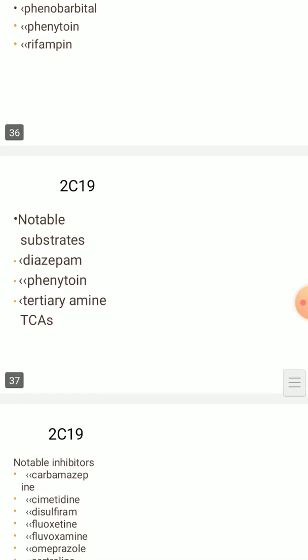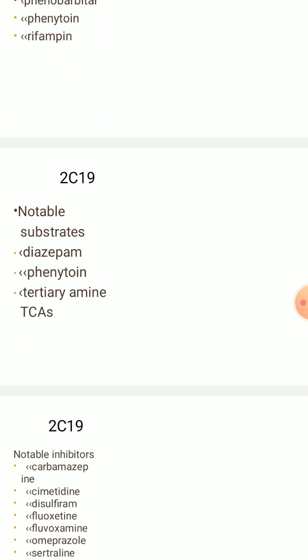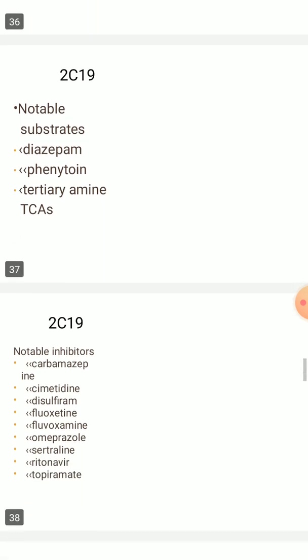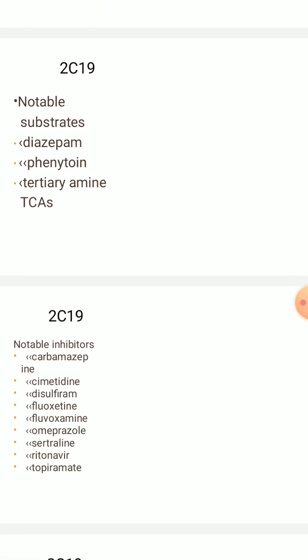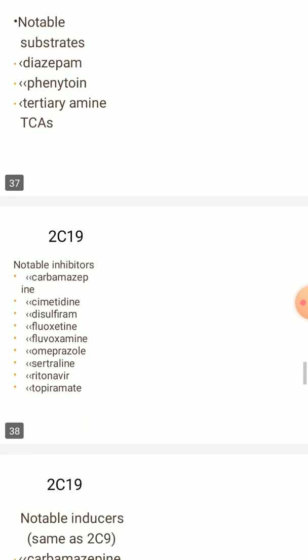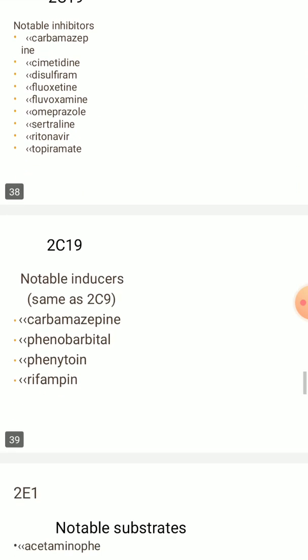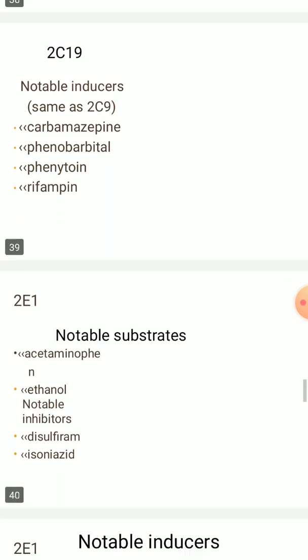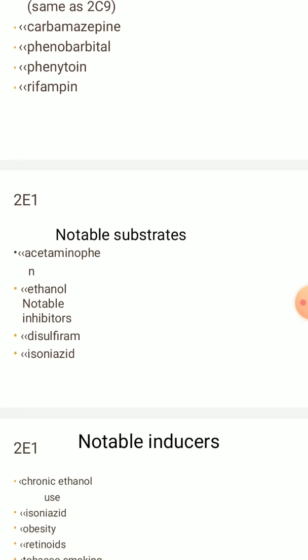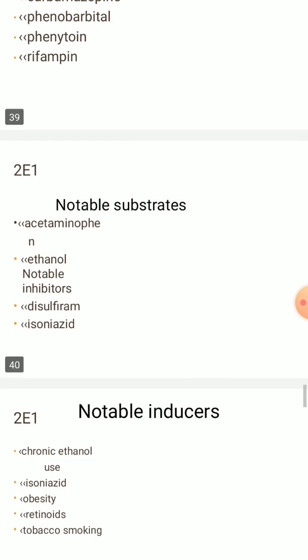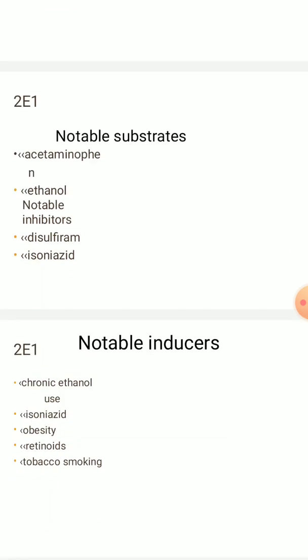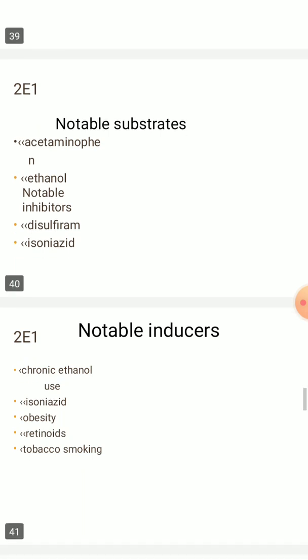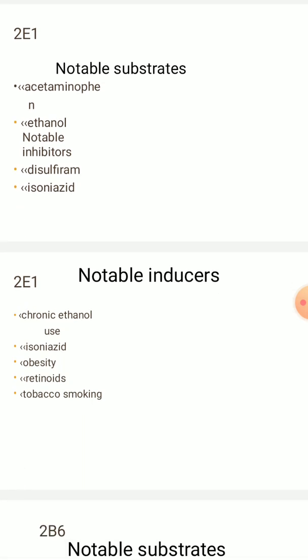2C19 also has notable substrates: diazepam, phenytoin, and tertiary amine TCAs. Whereas 2C19 notable inhibitors, you can see many of these. 2C19 inducers also: carbamazepine, phenobarbital, phenytoin, rifampin. Notable substrates on 2E1: acetaminophen, ethanol. Notable inhibitors will be disulfiram and isoniazid. Inducers on 2E1: chronic ethanol use, isoniazid, obesity, retinoids, tobacco smoking.